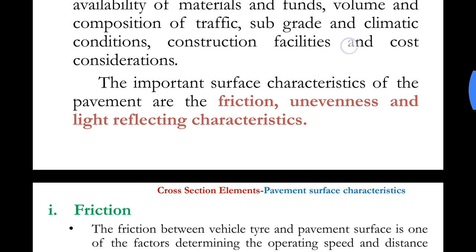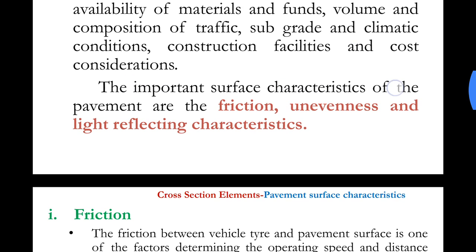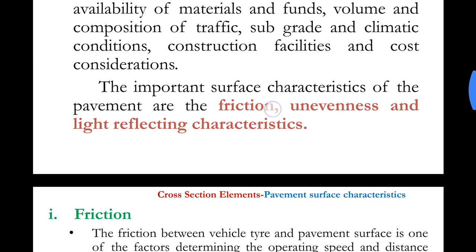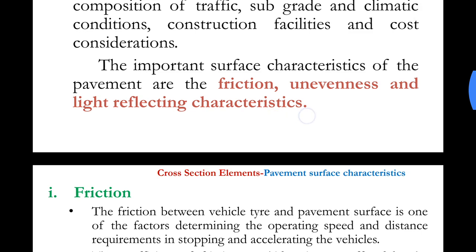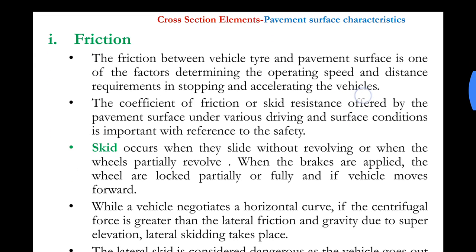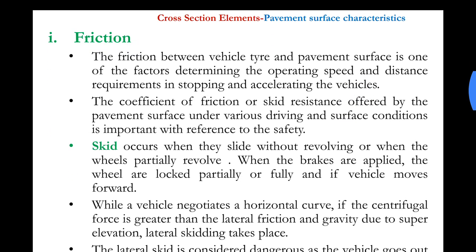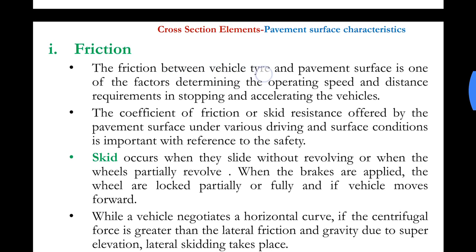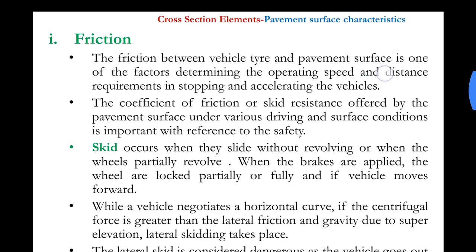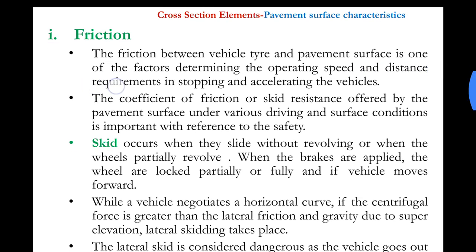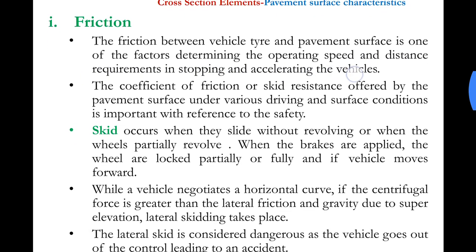The important surface characteristics of the pavement are friction, unevenness and light reflecting characteristics. All these three characteristics are important for movement of traffic over the road surface. Now how are they important? Let us see. First, friction. The friction between vehicle tire and pavement surface is one of the factors determining the operating speed and the distance requirements in stopping and accelerating the vehicles.